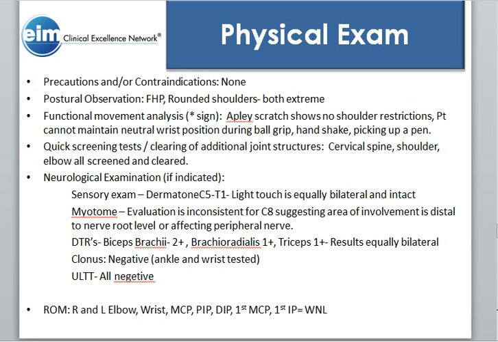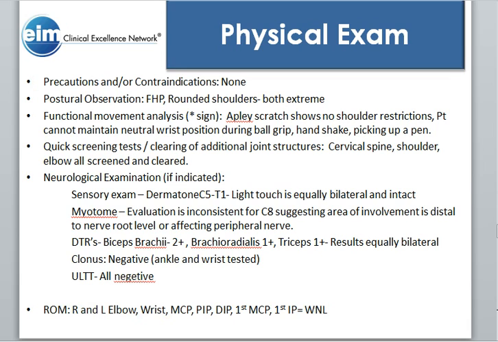He has pretty severe forward head posture, round shoulders, and almost keeps looking at the ground while we're interviewing him. No shoulder restrictions, but it's just really hard to maintain a neutral wrist position with any sort of gripping activity or handshake. His flexors kind of over dominate. Cervical spine, shoulder, and elbow were all cleared.